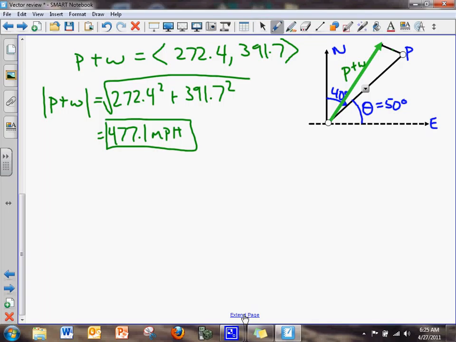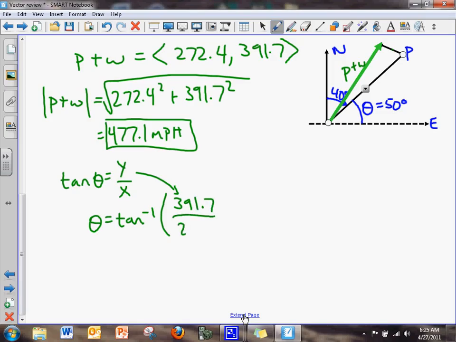The angle, I just use this formula. Tangent is always equal to y over x. This is the opposite side, this is the adjacent side. So theta is always equal to inverse tangent of y over x. Inverse tangent of 391.7 over 272.4 is equal to 55.1 degrees. That is that angle.